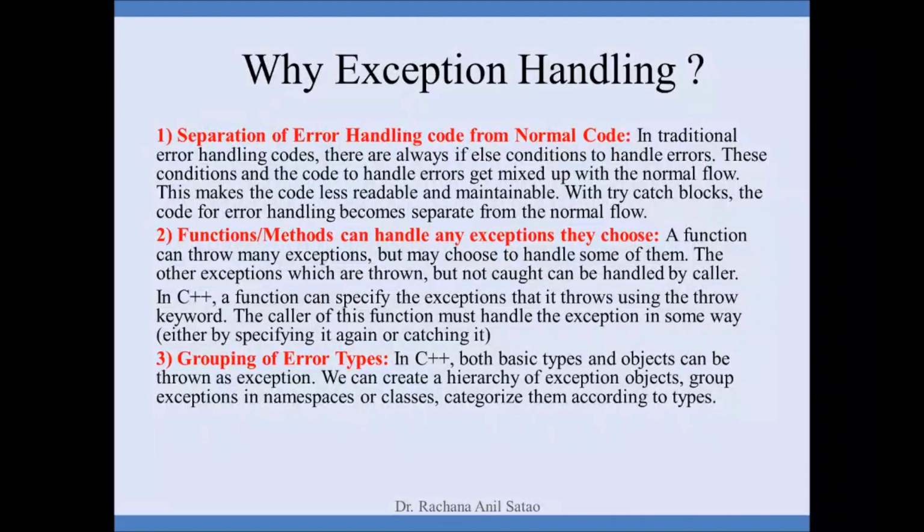We also use exception handling for grouping of error types. Both basic types and objects can be thrown as an exception. It is not necessary that only built-in variables can be thrown. We can throw objects also if an error occurs. We can create a hierarchy of exception objects, and group exceptions in namespaces or classes. So grouping of error types is also easy with the help of exceptions.